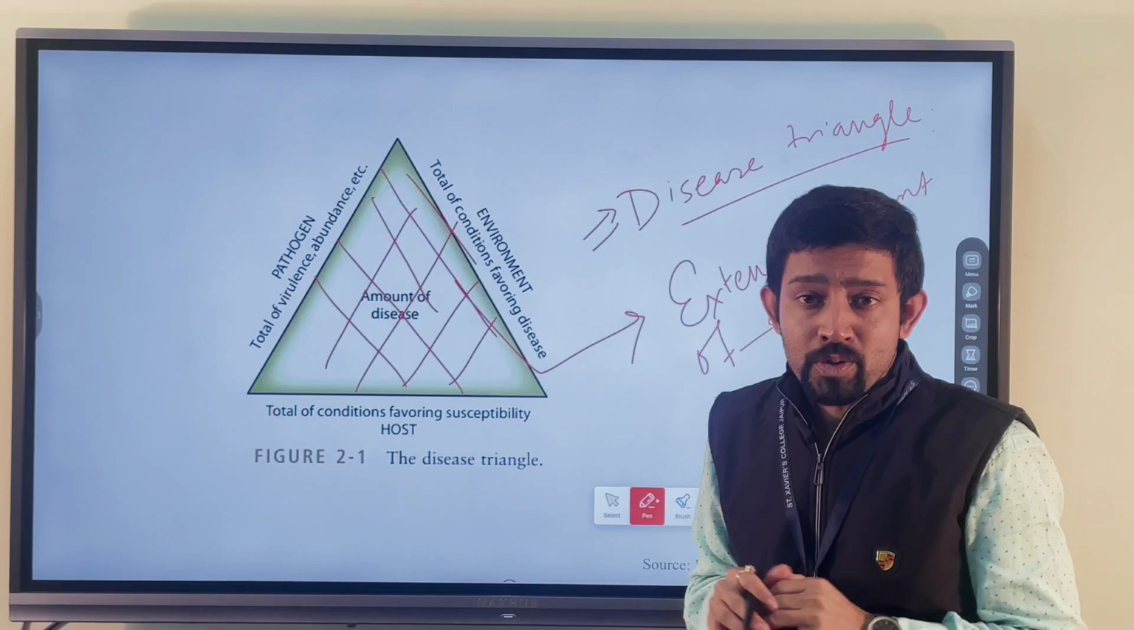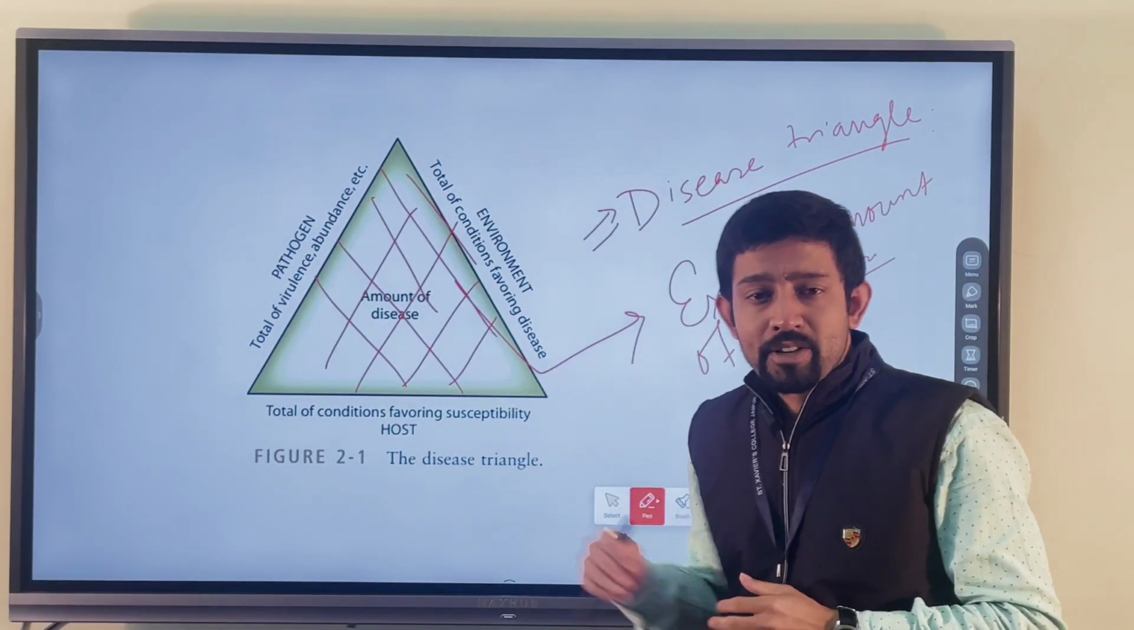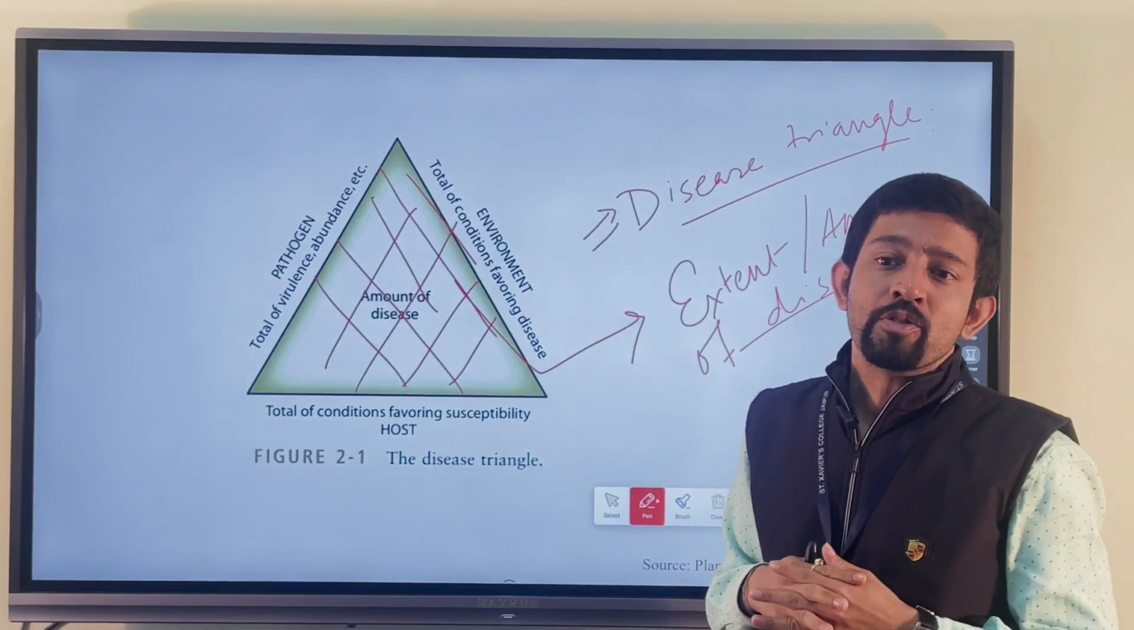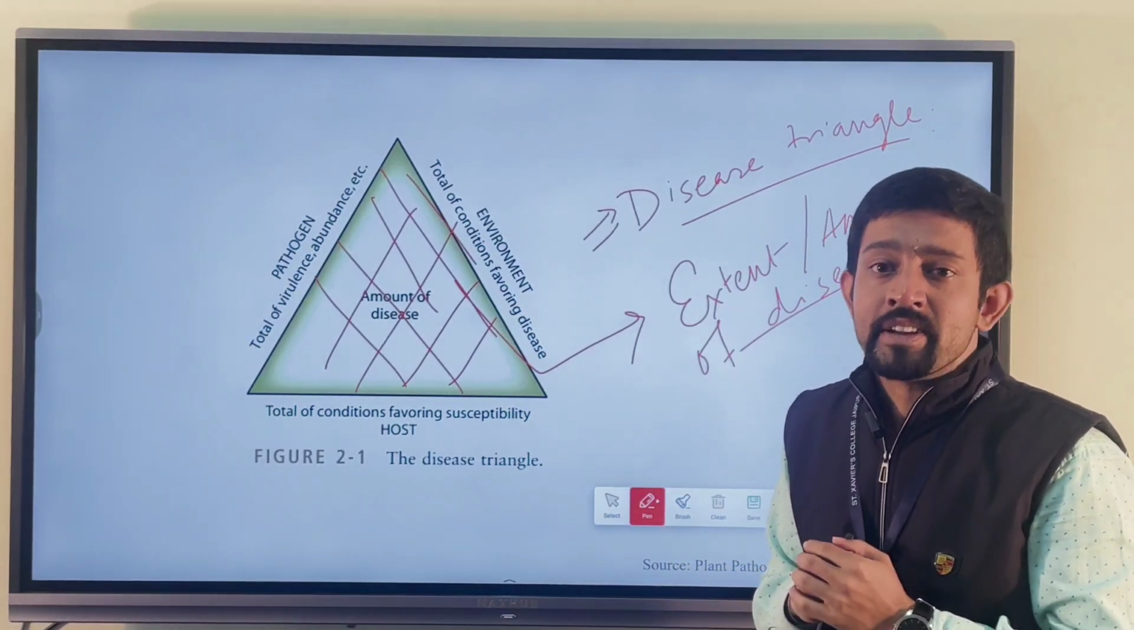So again I am repeating: for a particular disease to occur, the interaction among these three major components, host, pathogen and environment, is essential.